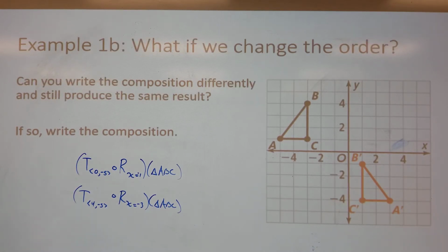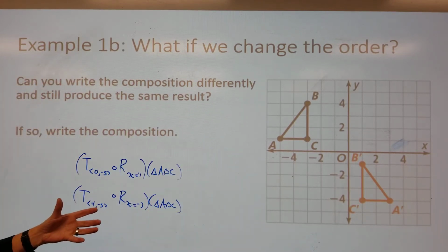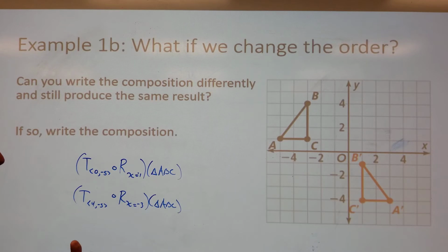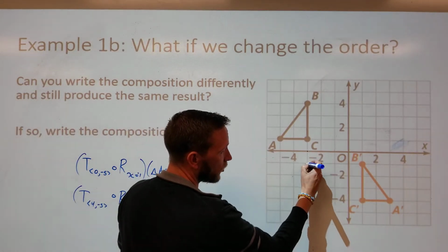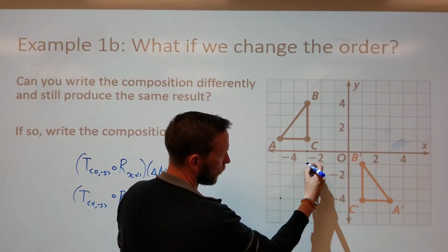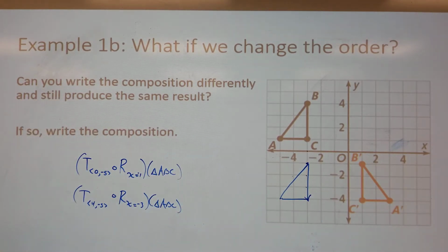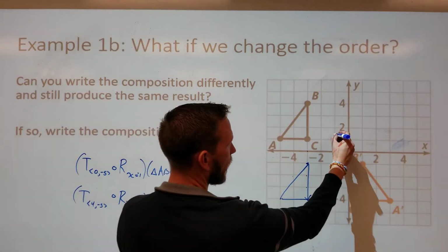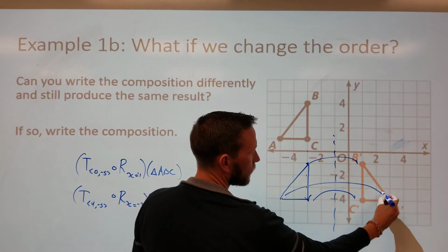What if we change the order? What if I do the translation first and then I do the reflection? So this question is, does the order matter? And when you're doing translations or reflections, well, we're going to find out here that in this particular case, maybe it doesn't. If I move this down 1, 2, 3, 4, 5 spaces, then I get this triangle. And then if I reflect that triangle over the line x equals -1, it is going to become that triangle.